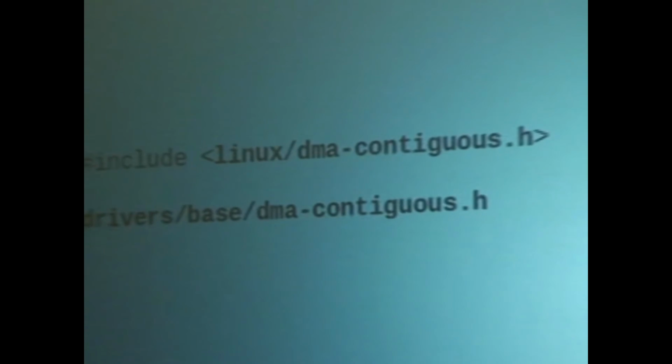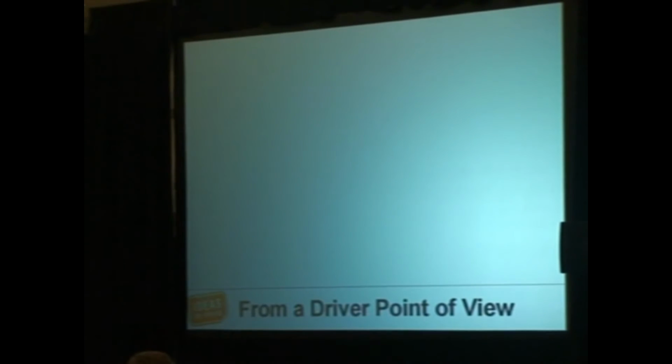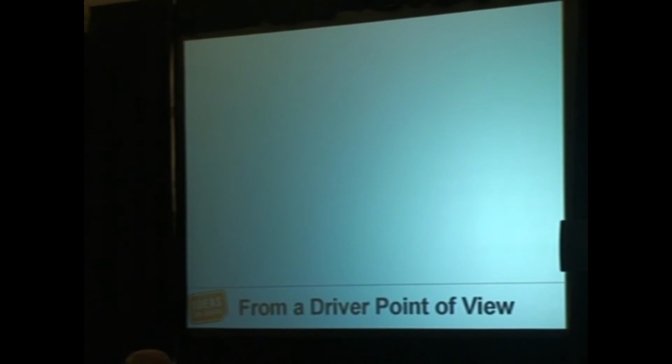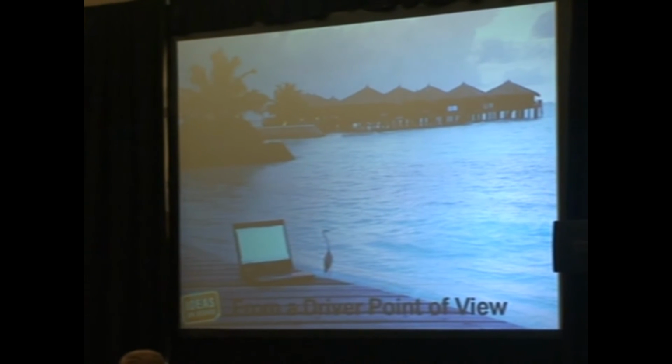Contiguous memory allocation. We have a physically contiguous memory allocator inside the kernel. It's located inside the linux/dma-contiguous.h header. The second line should read dma-contiguous.c instead. That's the implementation. And from a device driver point of view, it's pretty easy to use. If you use the DMA alloc coherent function and you want to have physically contiguous memory, all you need to do is just sit back and relax. There's nothing to do. It's absolutely transparent for you. So that's really, really easy. You have a guarantee that the memory will be physically contiguous.